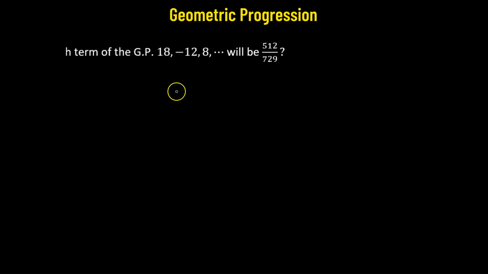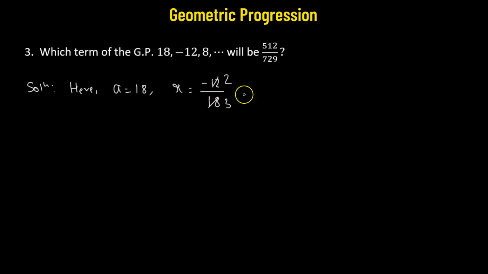So let's obtain the term of the geometric progression having a value 512 divided by 729. Here our first term a is 18. For the common ratio r, we consider the second term, which is negative 12, divided by the first term, which is 18. Now we know that 6 times 2 is 12 and 6 times 3 is 18. So that means our common ratio is going to be negative 2/3.